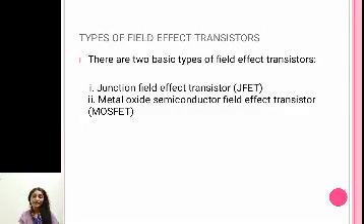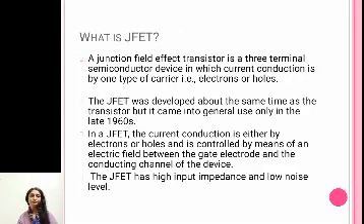Now there are two types of field effect transistors. One is the JFET, that is the junction field effect transistor, and the second one is the MOSFET, that is the metal oxide semiconductor field effect transistor. Now what is a JFET? A junction field effect transistor is a three terminal semiconductor device, and the current conduction in this device is by one type of charge carrier. So either electrons take part in the conduction process or holes take part in the conduction process. That is how it is also called a unipolar device.